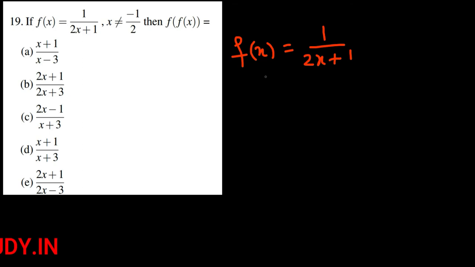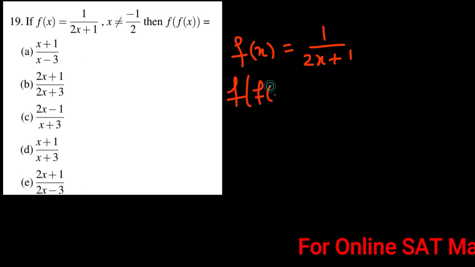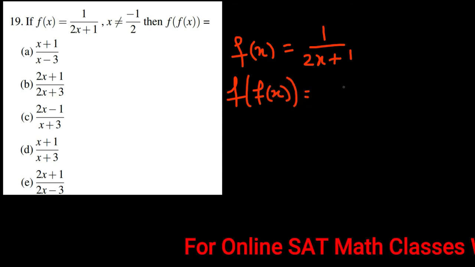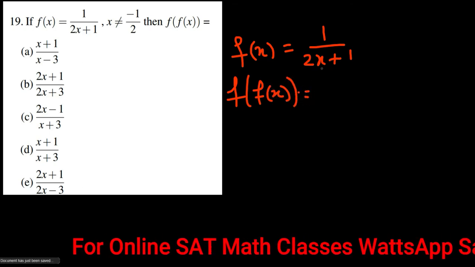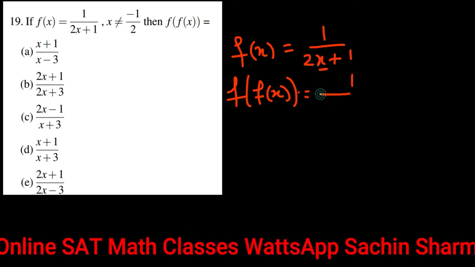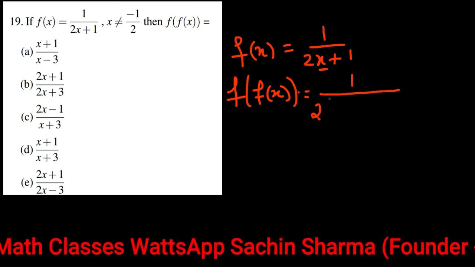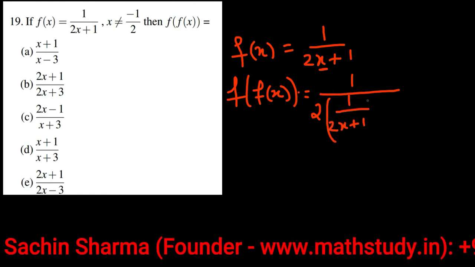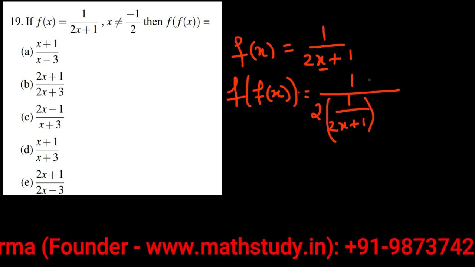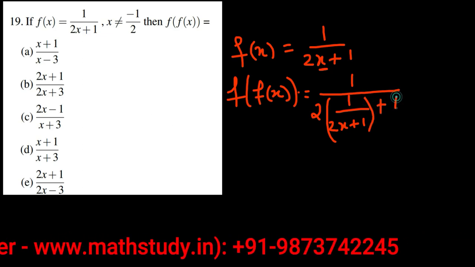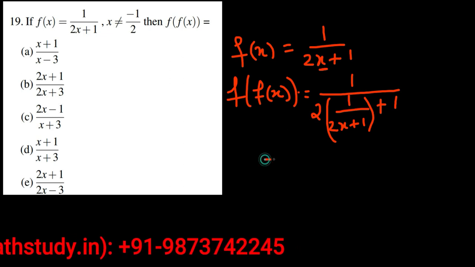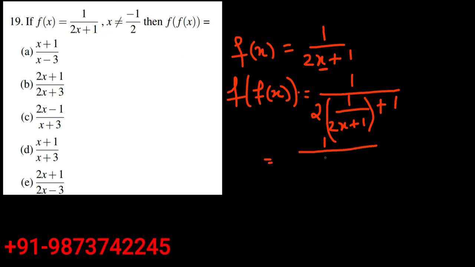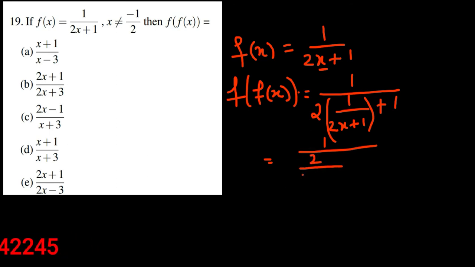So simply what we'll do here, we have to just write down f of x. We have to find out this one, right? So we have to put the value of f of x in place of this x, right? So we will get 1 upon 2 into 1 upon 2x plus 1, right? Obviously in place of x we have to put the value of f of x, which is 1 upon 2x plus 1. Now we have to simplify the denominator here. Very simple, right?